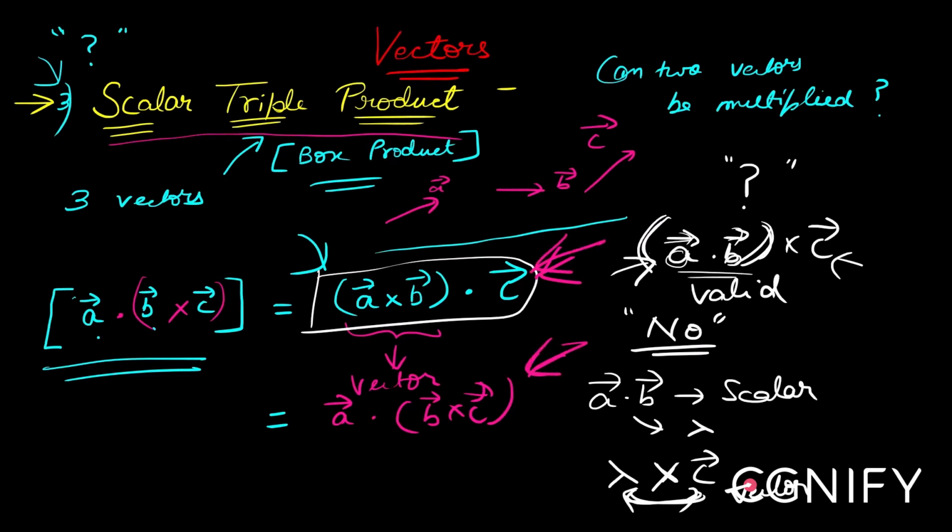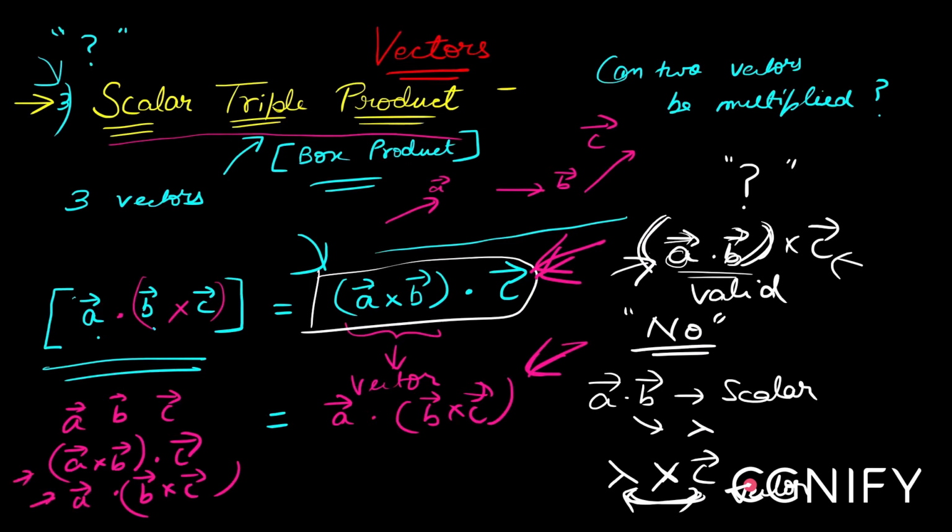But for now, what I would like you to remember is you have three vectors A, B and C. Either you take the cross product of the first two and then dot it with the third one, or you take the cross product of the second and third and dot it with the first one. Both of them are the same and both of them are equal to this box product.